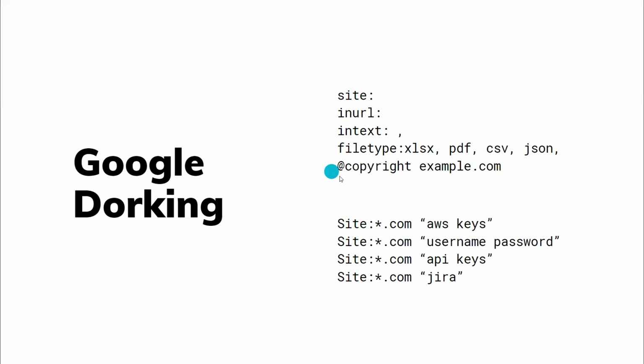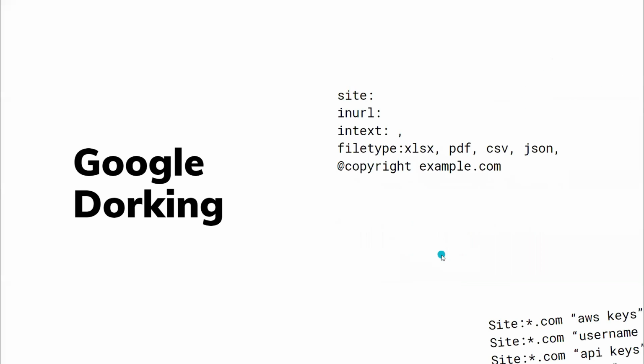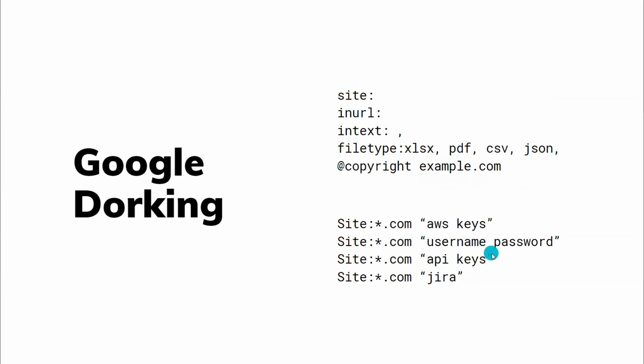You can also search for copyright. At times you can see something like Facebook Inc., so you can search for that too. Now, how do we use this? Well, it's simple. I will explain with one example: site:*.com/aws, or for easy explanation, let's say username and password. What Google will actually do is find all the websites where username and password are available on that particular website.